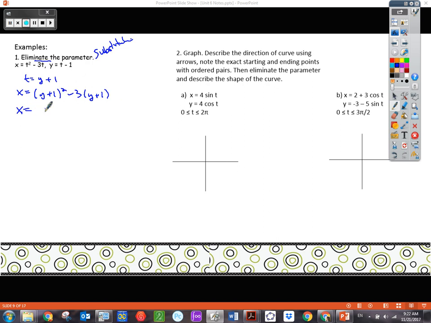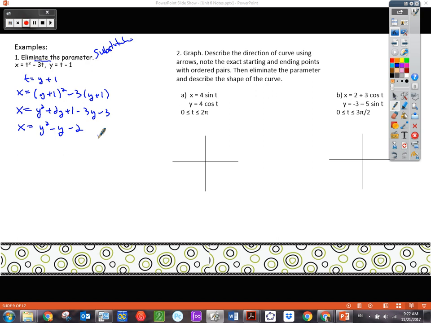So let's see, what would that be? y squared plus 2y plus 1. Now I'm going to distribute the negative 3. So negative 3y minus 3. So now let's combine like terms. We get x equals y squared minus y minus 2. Okay, so that looks more normal.